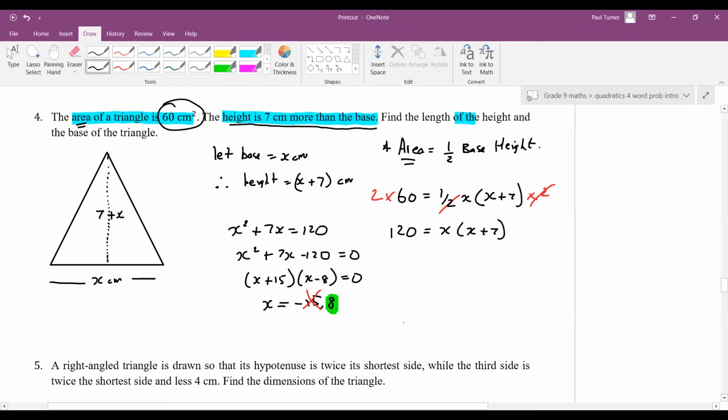Okay, so therefore, x equals 8. And that's the base. So this will be 8 centimeters for the base. And this is 8 plus 7. So that will give you 15 centimeters for the height.